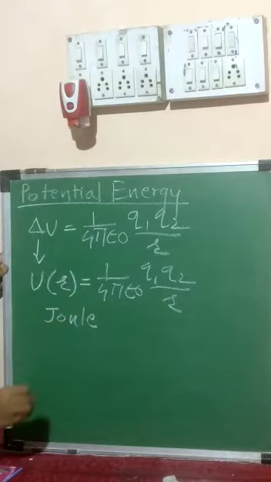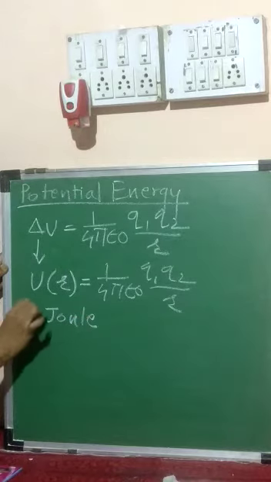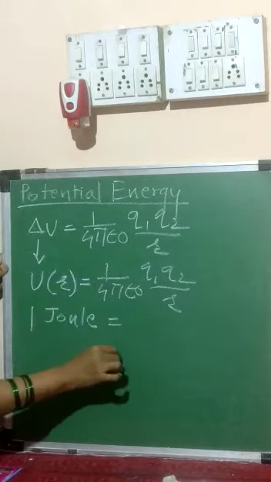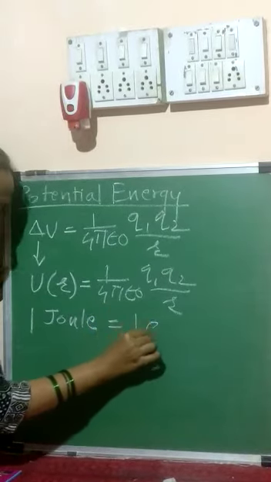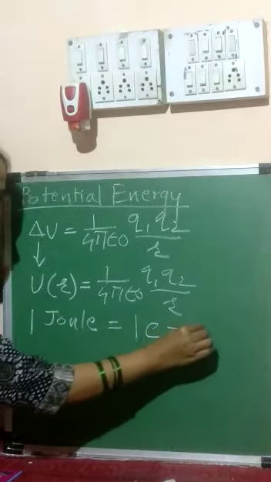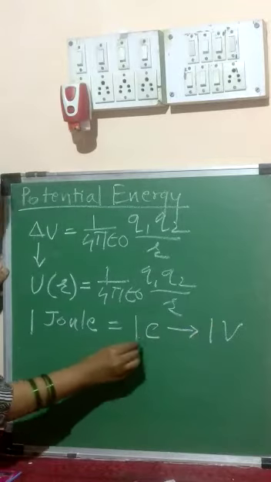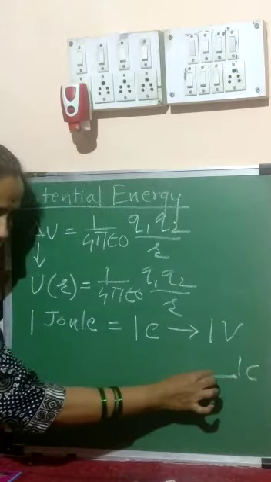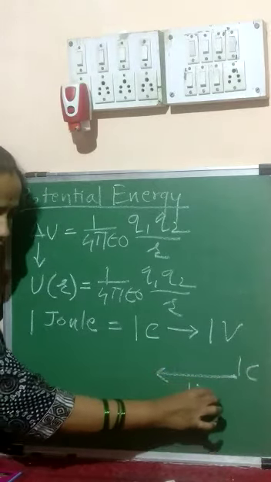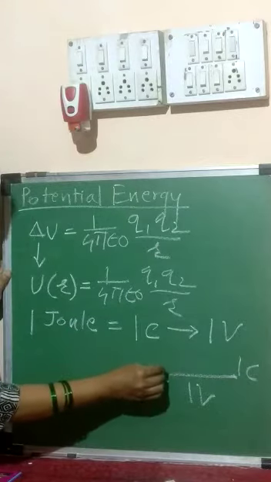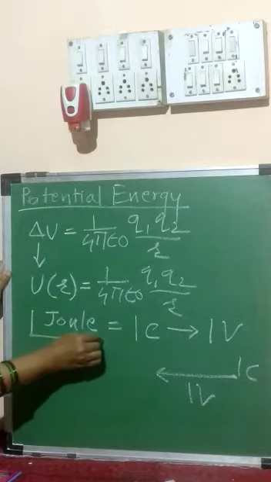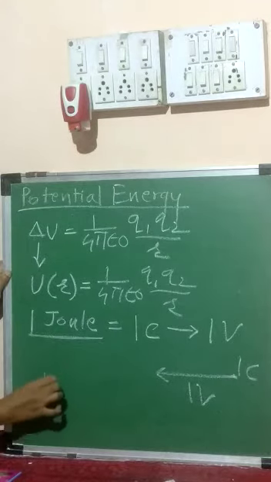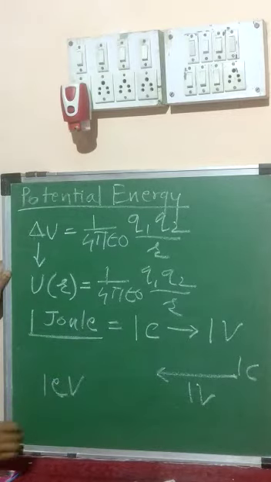That is the name of a scientist. So 1 joule of this potential energy can be defined as the amount of work done in bringing 1 coulomb of charge through a potential difference of 1 volt. Whenever a charge of 1 coulomb is brought towards the source charge through a potential difference of 1 volt, during that process whatever amount of work is done, that work done is the potential energy, which is 1 joule. There is another unit of potential energy, called 1 electron volt.